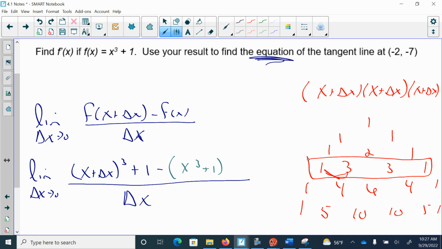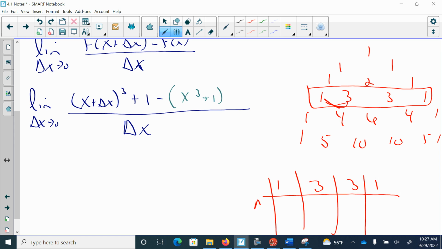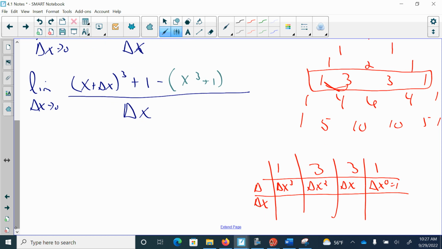You did this in algebra 2, and you made the table. Remember that? Probably not. Then you have x here, and delta x. You did delta x to the third, delta x squared, delta x to the first, and delta x to the zero, which was just 1. Remember this? And then you did delta x going the other way: delta x to the zero, which is just 1, delta x squared, delta x to the third.